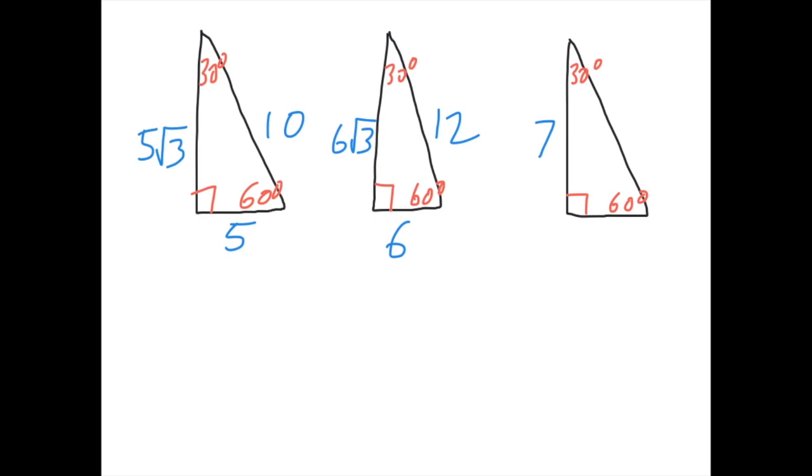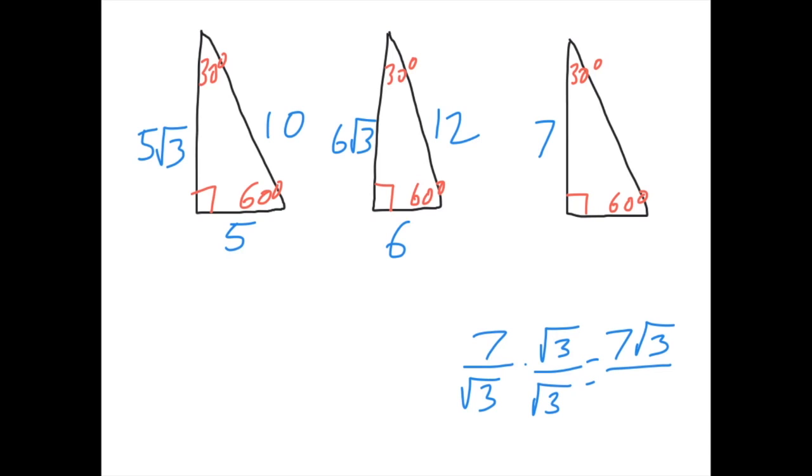So we have 7, and we want to divide by the square root of 3. So, if you remember how to rationalize the denominator, multiply the top and the bottom by the square root of 3, and that will give you 7 square root of 3 over square root of 9, or just 3. So that's what the bottom leg, the short leg, is going to be. 7 square root of 3 over 3. Not very nice, but that's what it is.